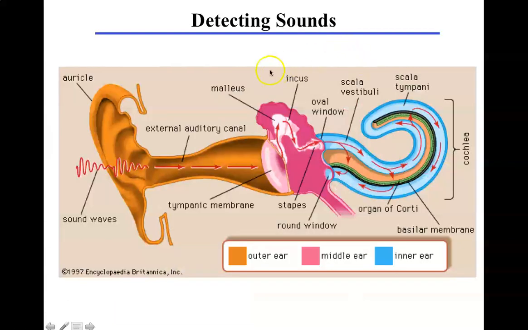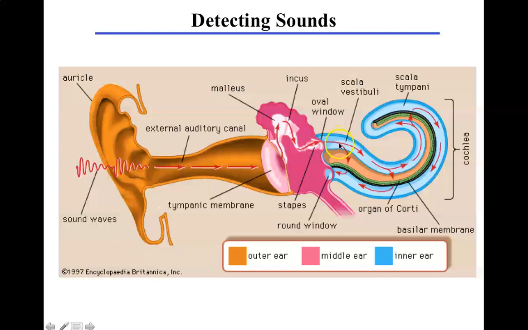Here it is in more detail. So again, the outer ear is going to collect the sound waves. The sound waves are going to move in. They're going to hit the eardrum, which is a membrane. The eardrum is going to wiggle. The wiggling is going to move the three bones of the middle ear. They're called the malleus, the incus, and the stapes. And so they're going to wiggle. And the stapes is attached to the inner ear. The wiggling of the stapes is going to push on the inner ear.